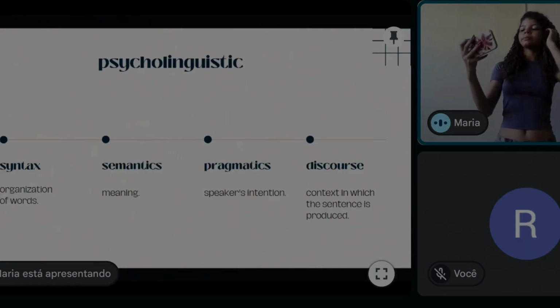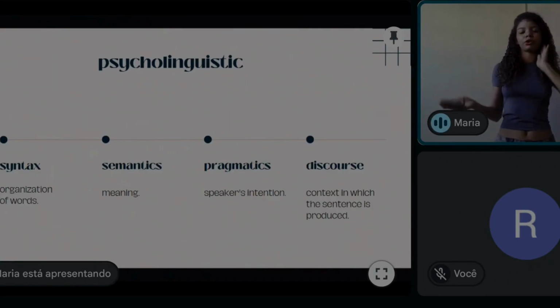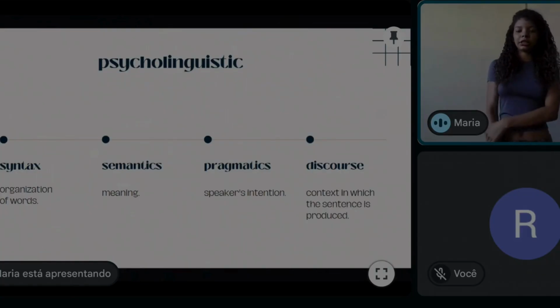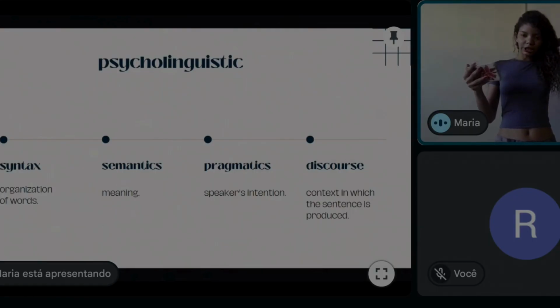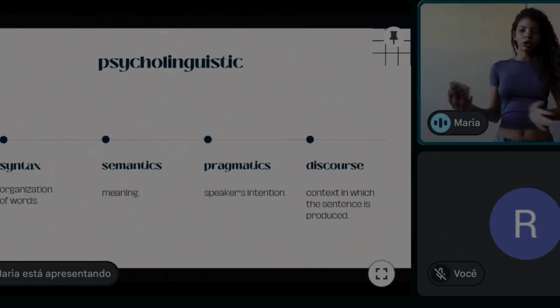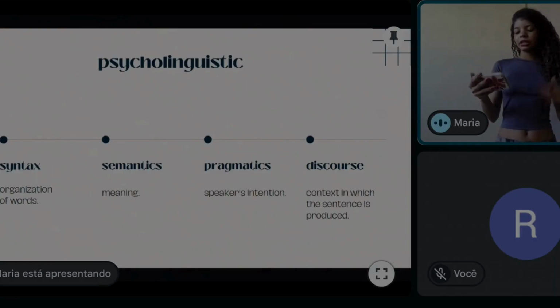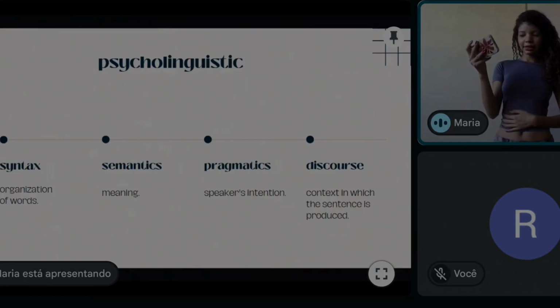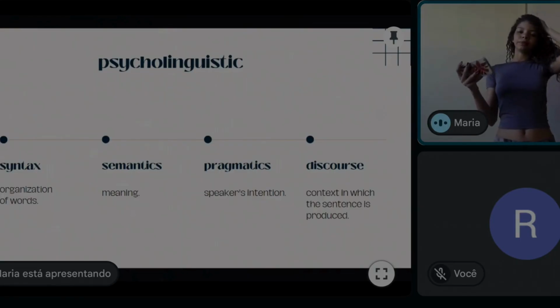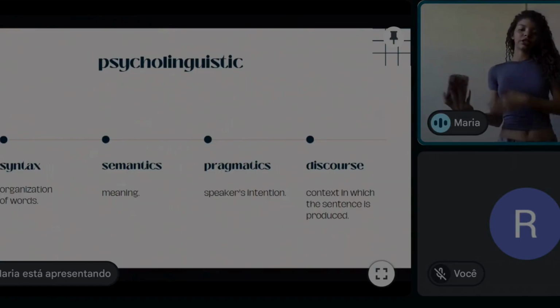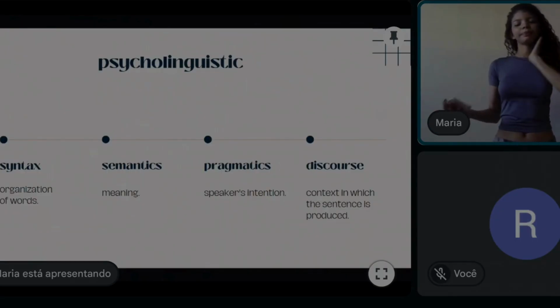These things are syntax, the organization of the words, which is the grammatical part; semantics, the meaning of the word; pragmatics, the speaker's intention, what you mean according to the context in which this word or phrase is present; and discourse, the context in which the sentence is produced, the relation of the phrase with the text.